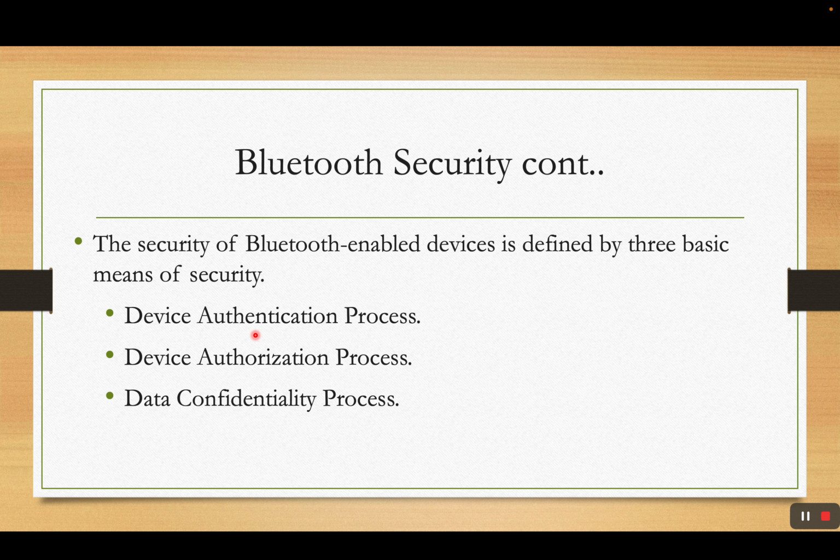Now, the device authorization process is the second element of Bluetooth security. This element ensures that the device trying to connect and use Bluetooth wireless to access the information is authorized to do so. The process verifies the device authorization before allowing the device to access the desired data or communication. The last one is the data confidentiality process. That's the third essential element of the Bluetooth security specification. It involves using an encryption algorithm to scramble the data during transmission.